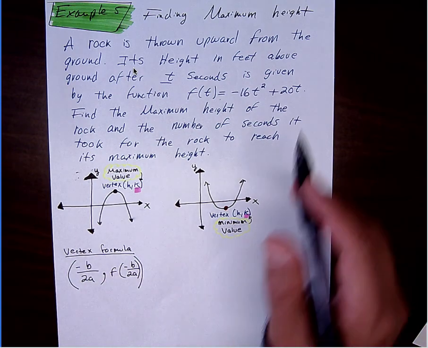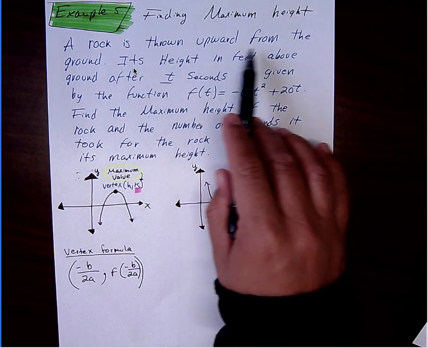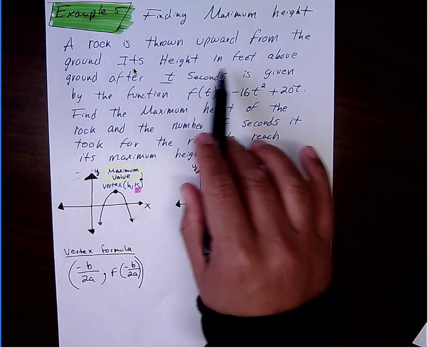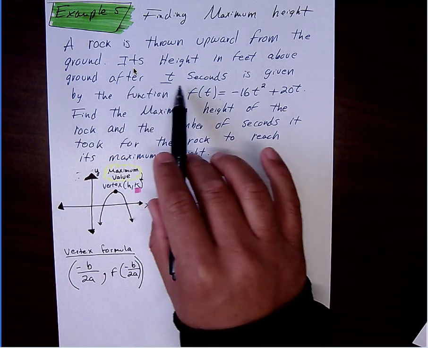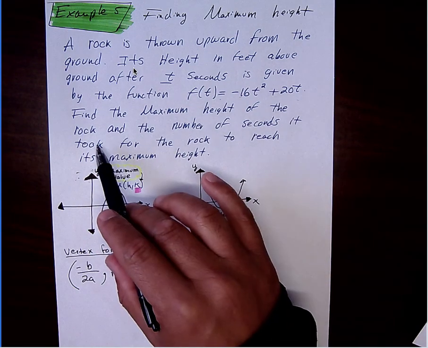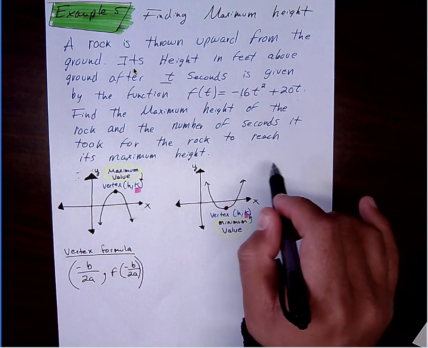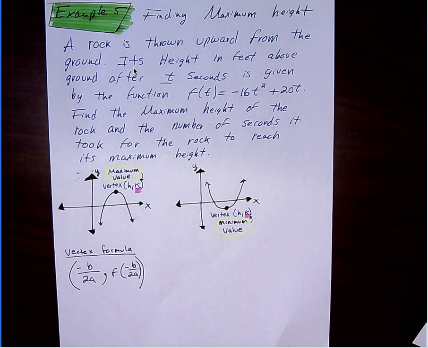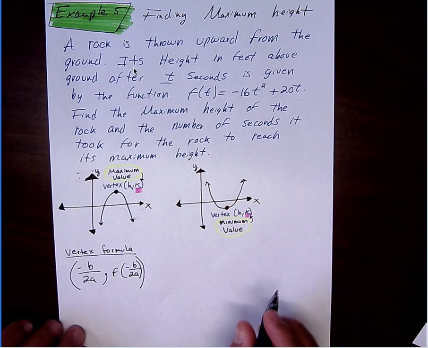So they give you this application problem. A rock is thrown upward from the ground. Its height in feet above the ground after t seconds is given by the function. So this function. Find the maximum height of the rock and the number of seconds it took for the rock to reach the maximum height. So basically we're trying to find the vertex. Finding the vertex, you answer both of those questions. So we're going to use the same formula that I used, which is this one.